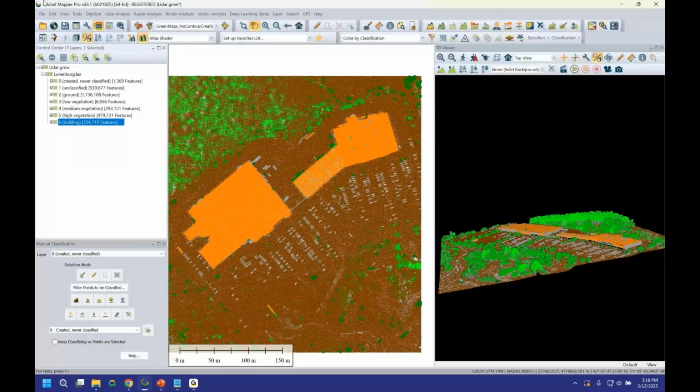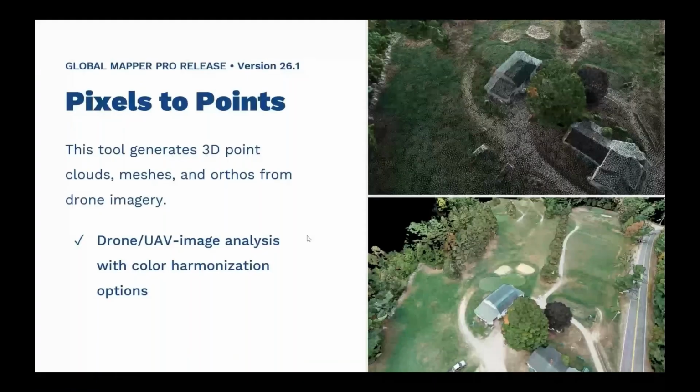Now, for folks who may not be familiar with this tool in Global Mapper Pro, it is a tool that takes drone or UAV collected images, so geotagged images, and processes them into some different outputs. So the primary output there is going to be points, a point cloud, hence the name Pixels to Points. And we are also able to create a textured 3D mesh feature, as well as a rectified ortho image. So a lot of great outputs that you can create from just geotagged images that were captured with a drone.